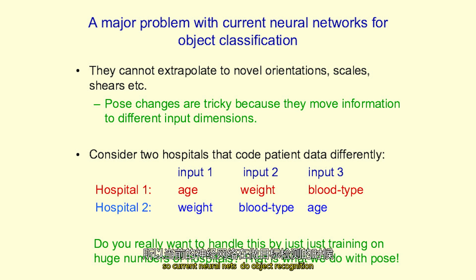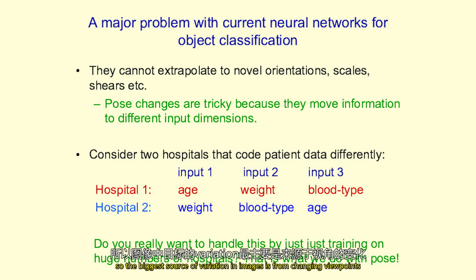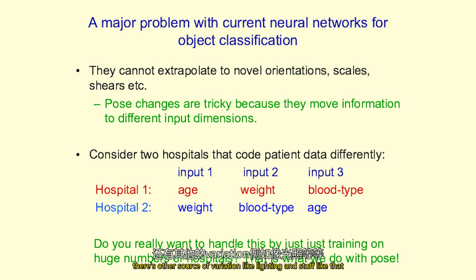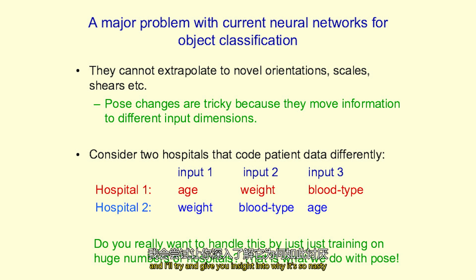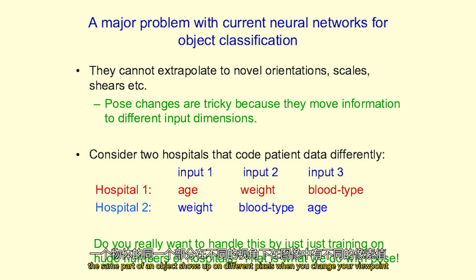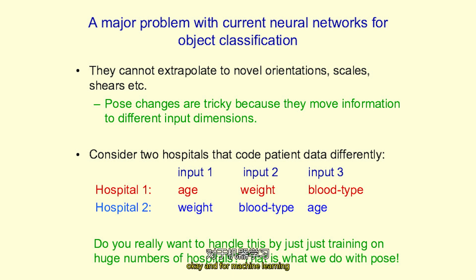So current neural nets that do object recognition, convnets, convolutional nets, cannot generalize well to novel orientations or scales or shears. And they're not dealing in a principled way with the effect that a change of viewpoint has on an image. So the biggest source of variation in images is from changing viewpoints. There's other sources of variation like lighting and stuff like that. But changing viewpoints is a particularly nasty source of variation for machine learning. And I'll try and give you insight into why it's so nasty. The same part of an object shows up on different pixels when you change your viewpoint.